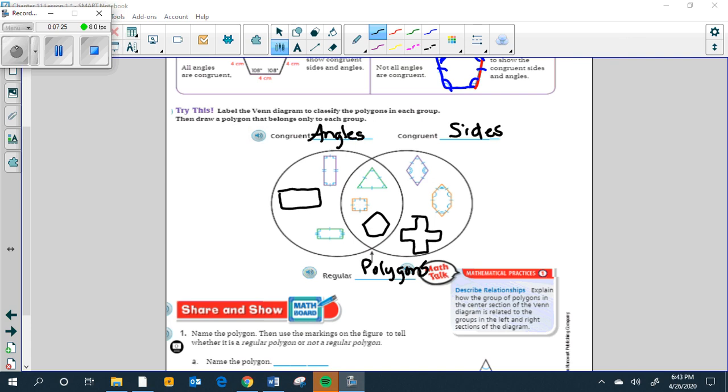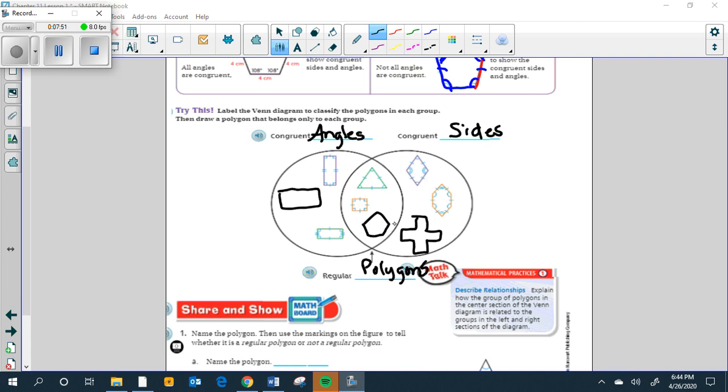Let's take a look. In this first circle, all of these shapes have congruent angles. That means that the angles are the same, including these in the center. And all of the shapes in this circle have congruent sides, which means they have the same size of side.